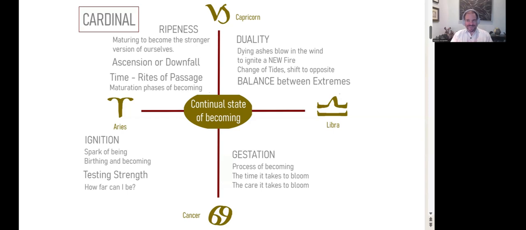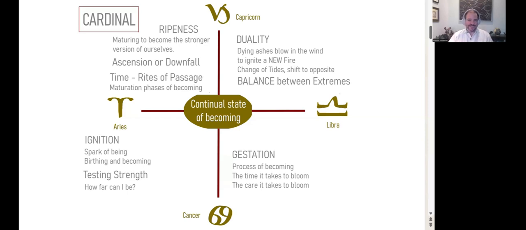So cardinal energy, identity in motion, is very much about how we fulfill our destiny ultimately, and what we're doing with our own lives.